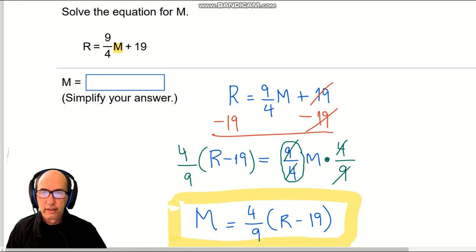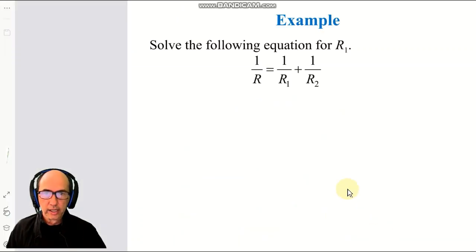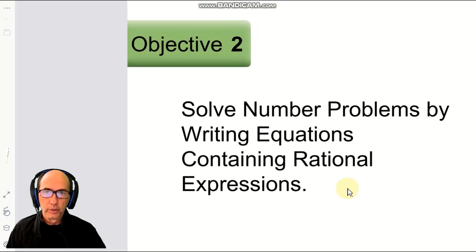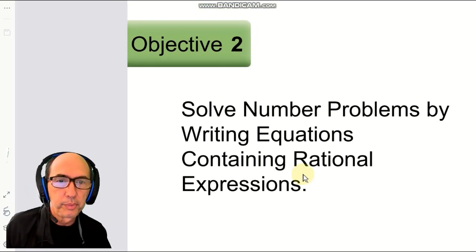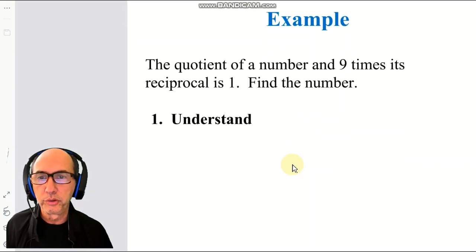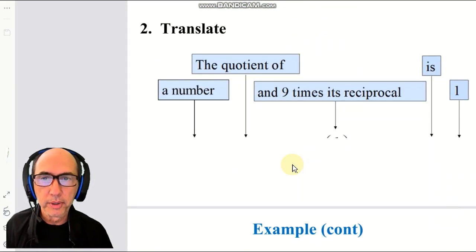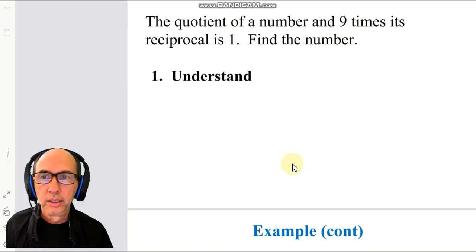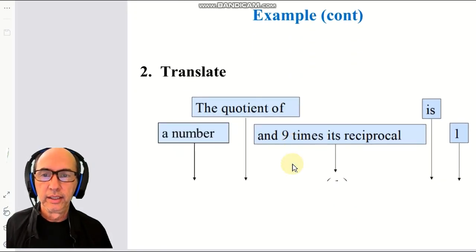Nice. Going back. Next objective: solve number problems by writing equations containing rational expressions. We will translate a word problem like this one. The quotient of a number and 9 times its reciprocal is 1. Find the number. This is a straightforward translation, right?